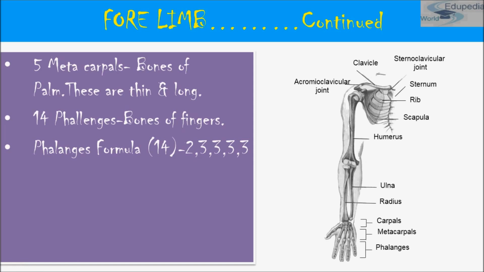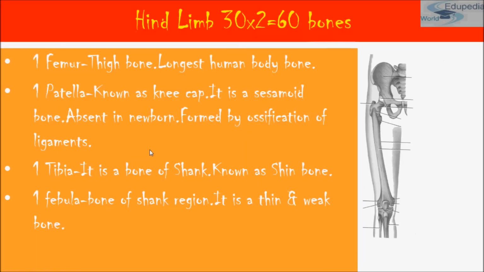And then come your phalanges, that means the bones of your fingers, and phalanges are 14 in number: 2, 3, 3, 3 and 3. In your thumb, there is only 1 joint, so only 2 bones are there, and in your fingers there are 2 joints, so there are 3 bones in each of your 4 fingers. So phalanges are 14 in number.